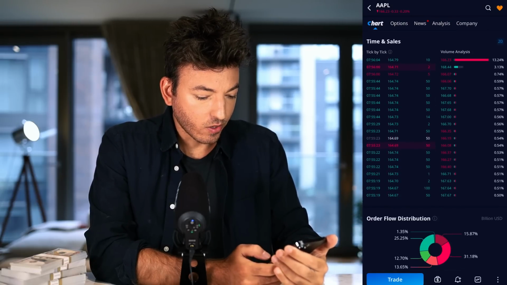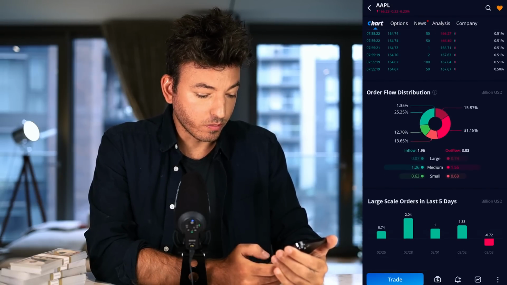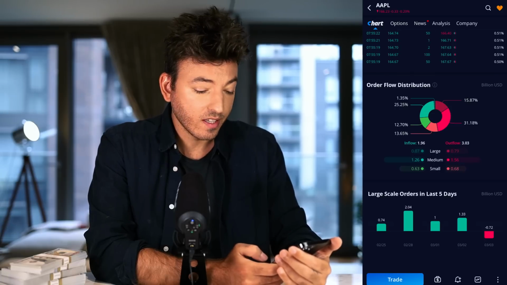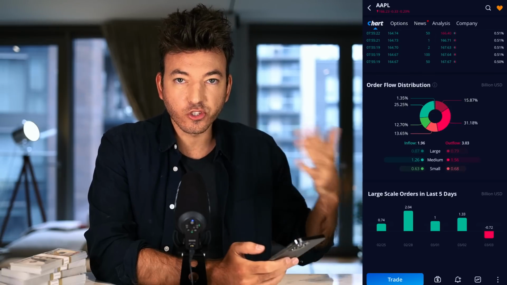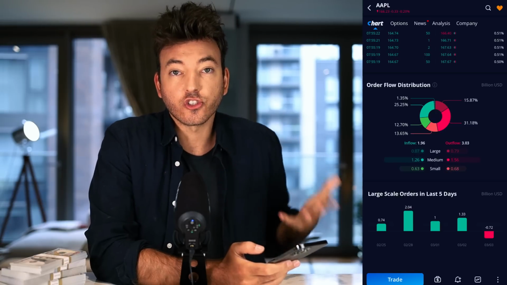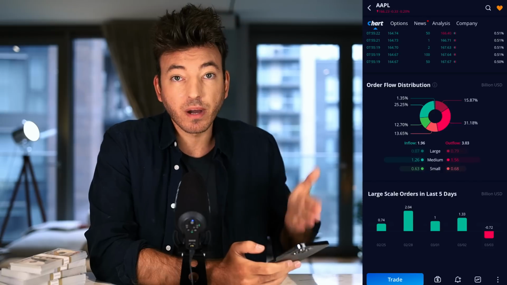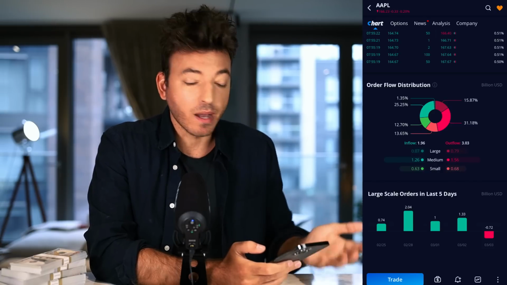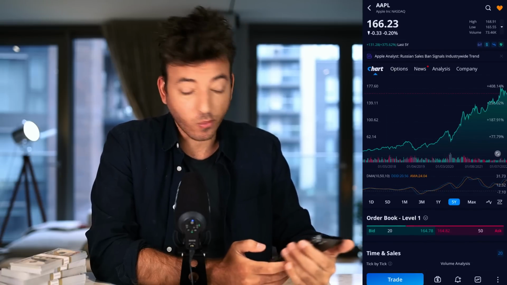Scrolling down, you can see that it has order flow distribution and also large scale orders, and you can see the last few days what the large orders came in. Again, it gives you an overall sense of the trend, of the vibe of, are people buying the stock or are people selling it? It might make for a good decision when you're going into options.